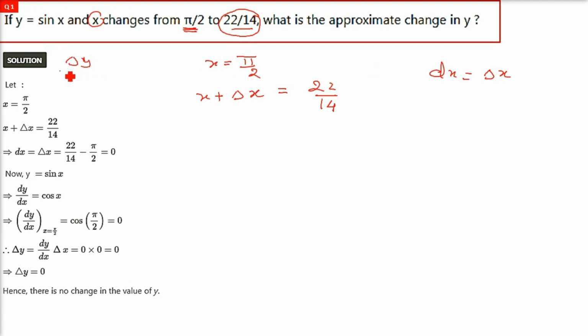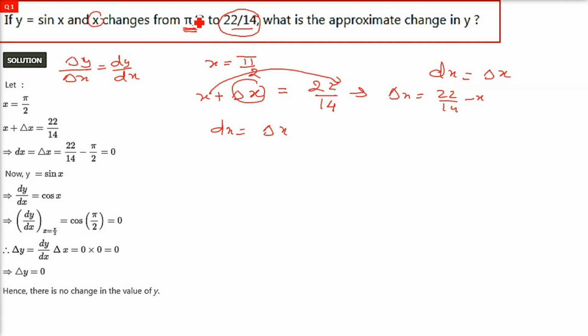Basically, delta y by delta x is nothing but dy by dx when delta x tends to 0. When delta x tends to 0, we already regarded it as dy by dx. So dx is delta x in this case. What is delta x from here? You can take x to the right hand side. It is already given, it is pi by 2. So delta x is 22 by 14 minus x.